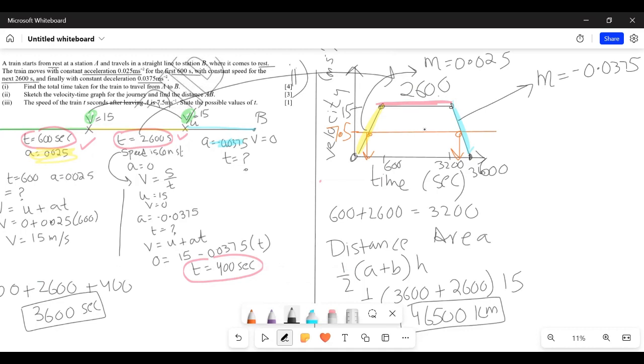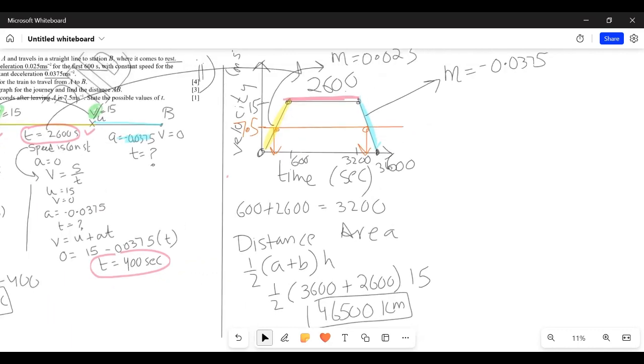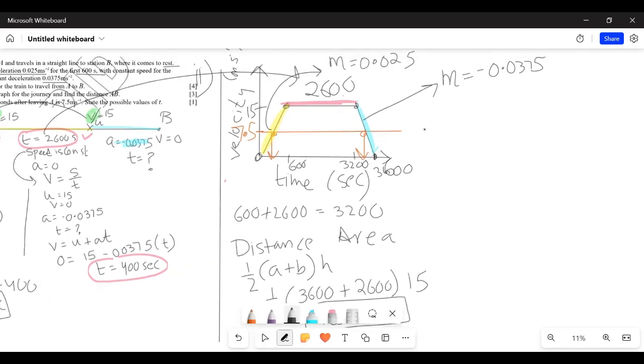Okay, so gradient is rise over run. For the first part, consider this part only. The gradient is going to stay the same because it's the same slope. Even in this small chunk the slope is the same, so it's still 0.025.